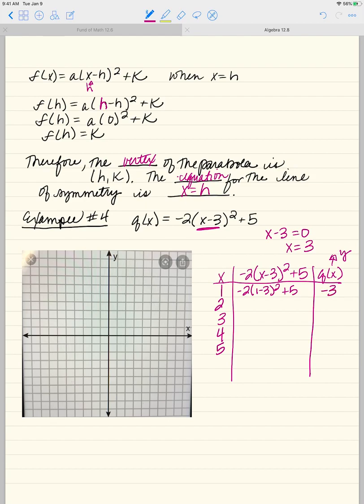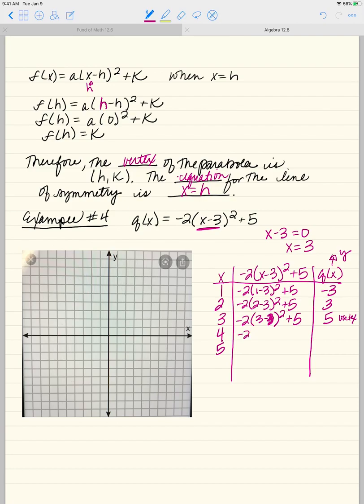All right? Now, -2 times 2 minus 3 squared plus 5. So 2 minus 3 is -1, -1 squared is 1. 1 times -2 is -2, -2 plus 5 gives us a positive 3. Plug in 3, and we get 3 minus 3 squared plus 5. So 3 minus 3 squared is 0. 0 times -2 is 0. So we have 3, 5. And remember, this is our vertex, okay?